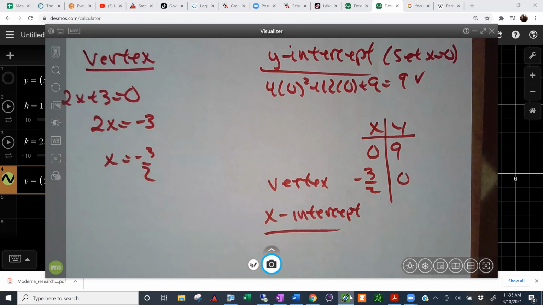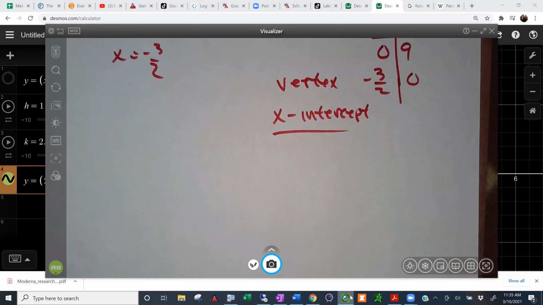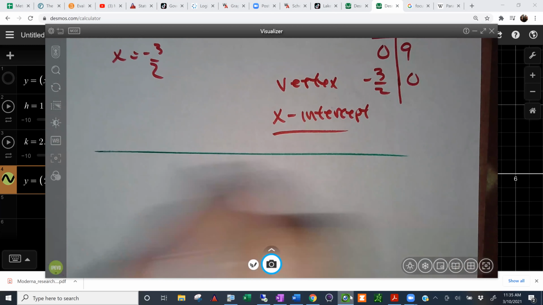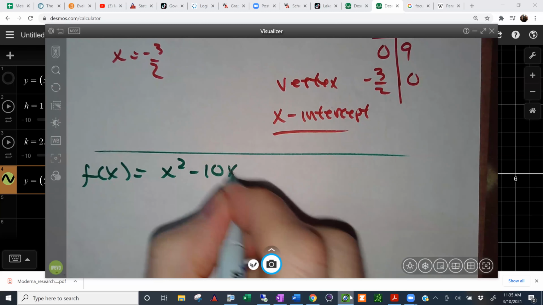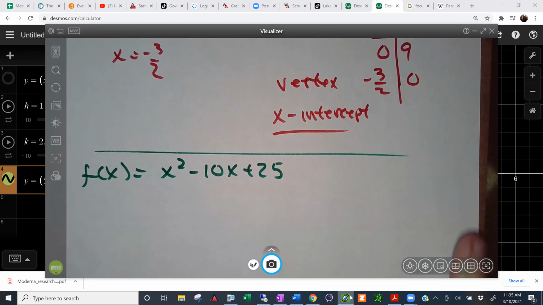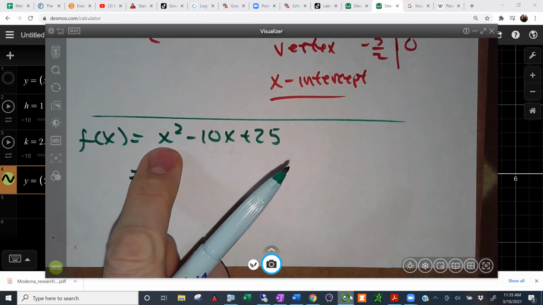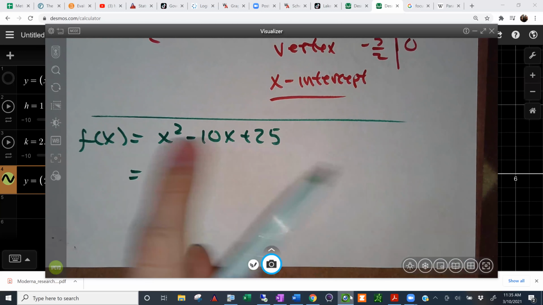Let me show you kind of a follow-up to that one. And it ties in with stuff that we did earlier in the semester. What if I asked you to graph f of x equals x squared minus 10x plus 25? So this is, again, kind of a little heads up for stuff that you're going to see in your homework. What I'd like for you to see is, oh, wait a minute, that's a perfect square. And oh yeah, that is too.